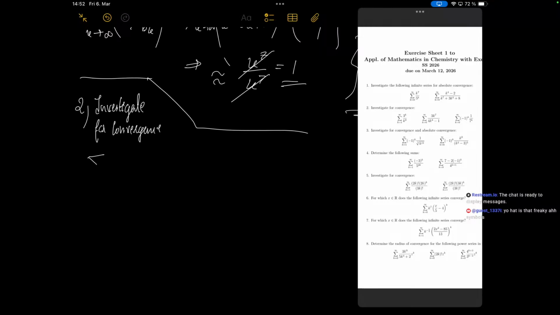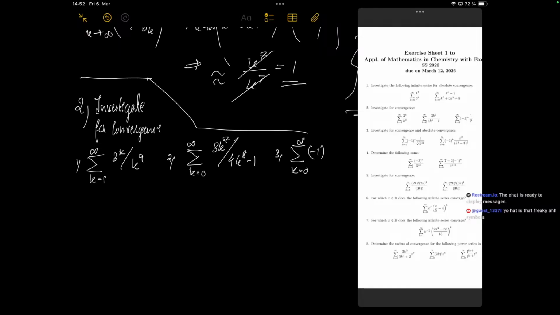So we're going from k equals 1 to infinity, 3 raised to k by k raised to 9. That's 1, that's 2. Sigma k equals 0 to infinity, 3k raised to 7 by 4k raised to 8 minus 1. The third question, sigma k equals 0 to infinity, minus 1 raised to k, 1 by 7 raised to k.